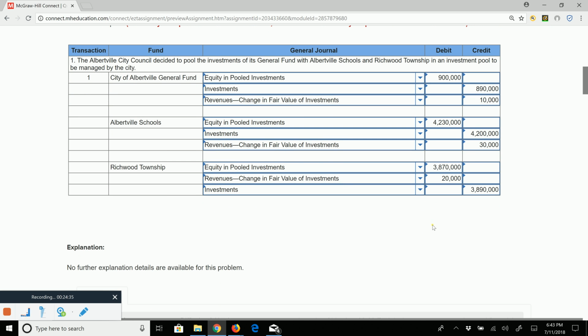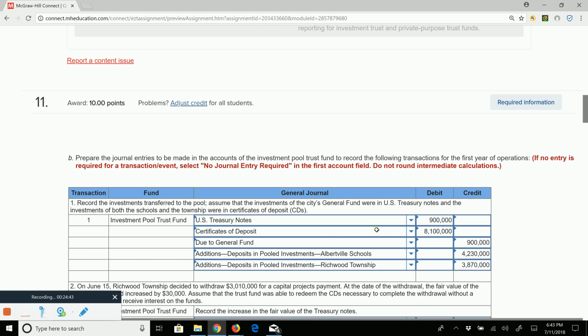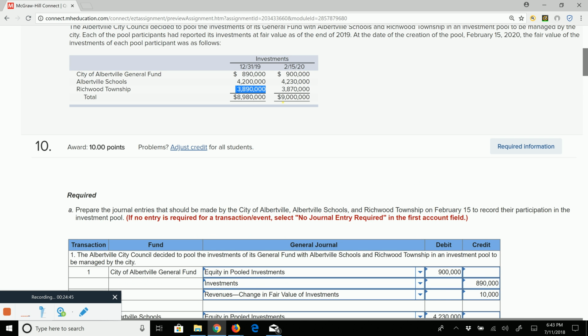All right, so those are the original journal entries in the pool participants. Now the journal entry in the actual pool. If you add the numbers up, how much is the investment pool getting? I have it highlighted here. They are going to receive $9 million.